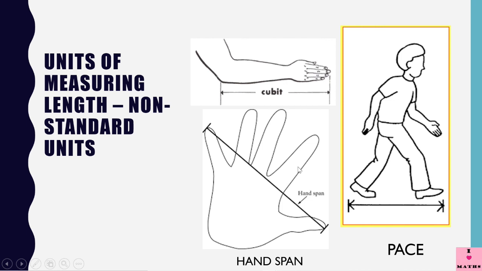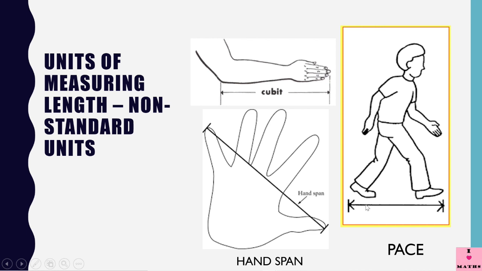Then they also used handspan. Handspan was the length from the end of the little finger to the end of the thumb if the hand was stretched. Also, they used pace. Pace is the length of the step.